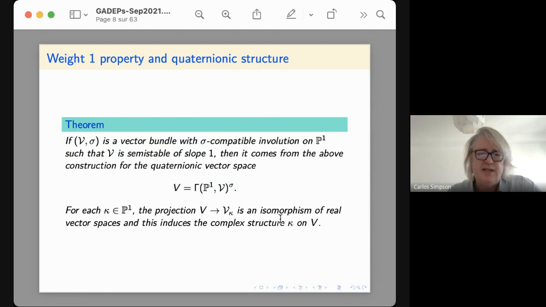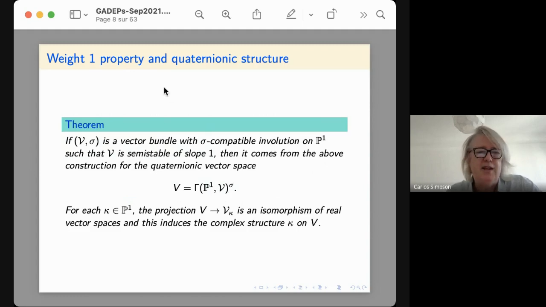Okay, so that's how you get the quaternionic structure back. So if you have a quaternionic structure, then you construct the bundle and observe that it has sigma and semi-stable slope 1 and everything. If you start with a bundle which is semi-stable slope 1 and has a sigma compatible involution, then you get back a vector space which has a quaternionic structure, and those two constructions are inverse.